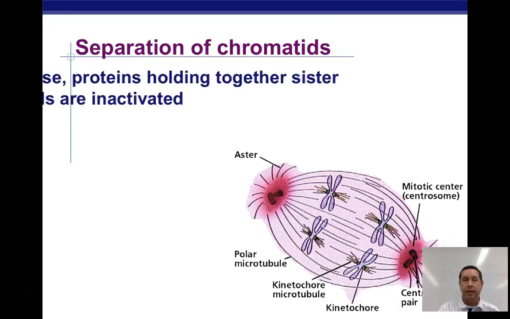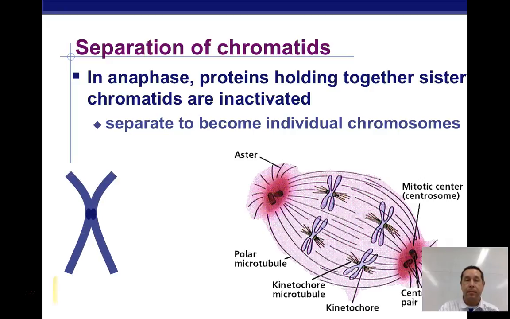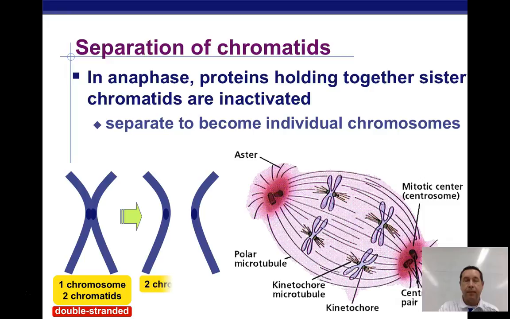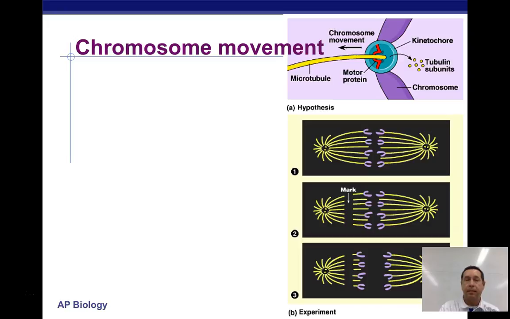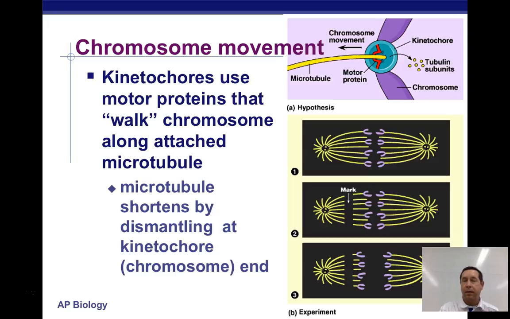Here we can see that. There are proteins that would normally hold the sister chromatids together, but they are inactivated, which allows them to separate. So here we have 1 chromosome with 2 chromatids. And then in anaphase we have 2 chromosomes, single strand. So again this just talks about how the chromosomes separate during anaphase.